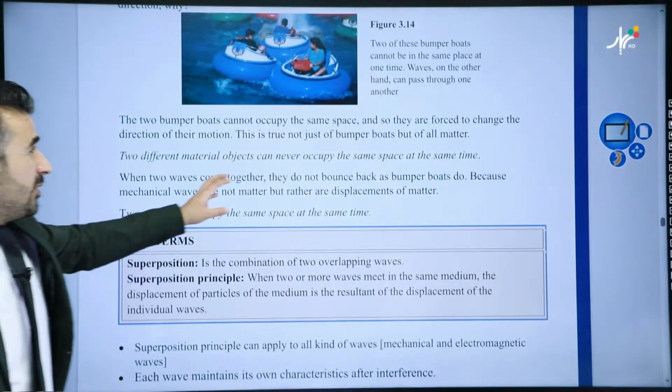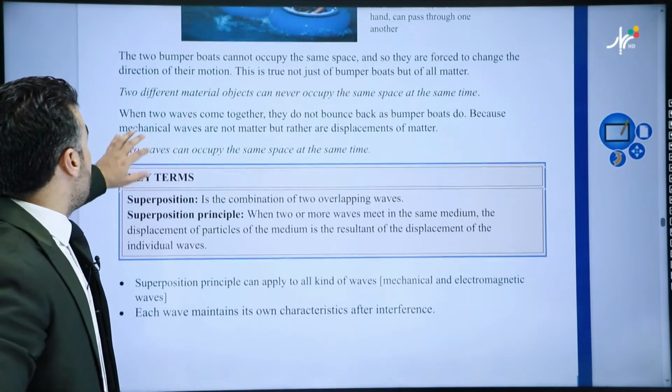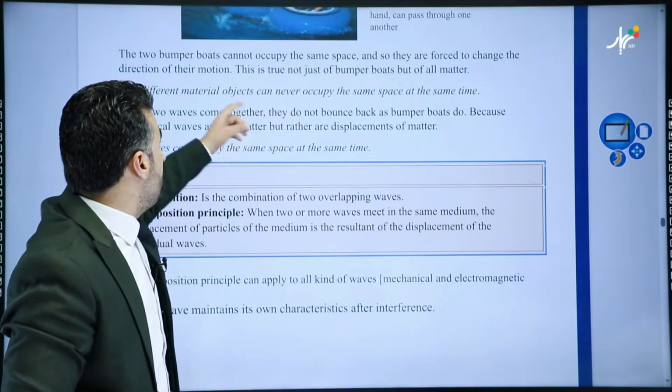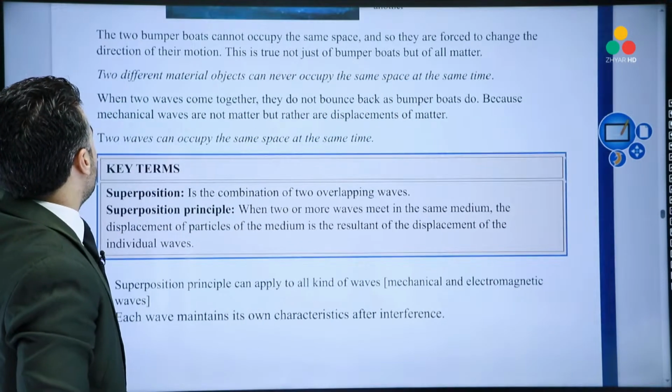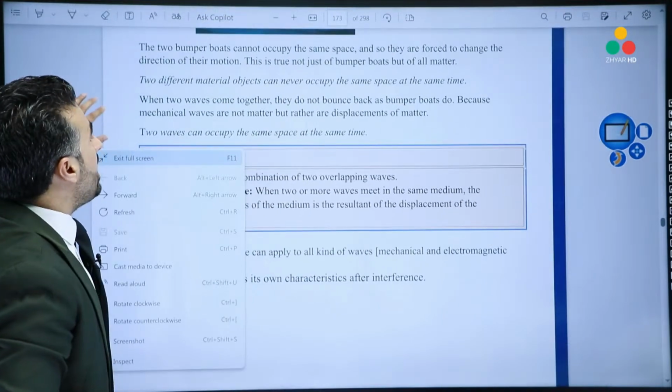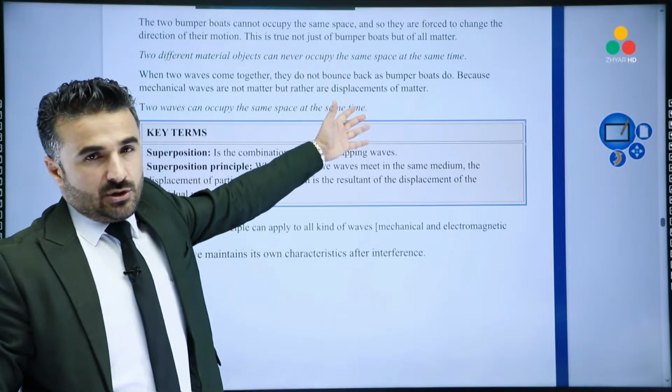So the two bumper boats cannot occupy the same space, but if they were waves, they could do that. Different material objects can never occupy the same space at the same time. But when we have two waves, they do not bounce back as bumpers do, for example.